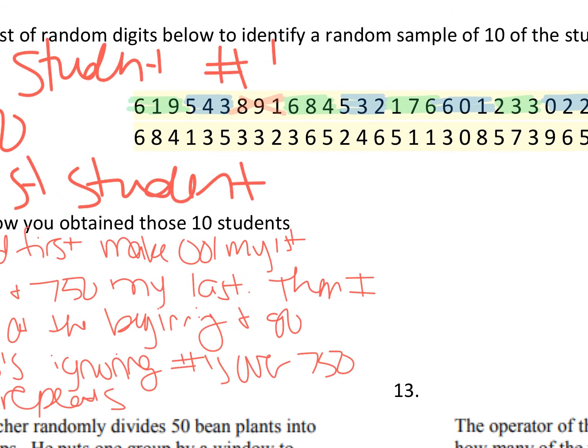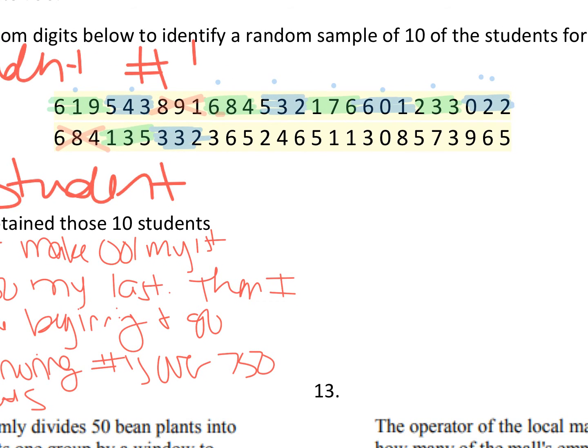And then we get to 684, and I'm like, oh, well, that's in range, but we already have 684 right here, so I do not want to use him again. Okay, so 135 would be good. 332, that's good. I don't even know how many I have. Do I have enough? 1, 2, 3, 4, 5, 6, 7, 8, 9, 10. Perfect. And then just list them.